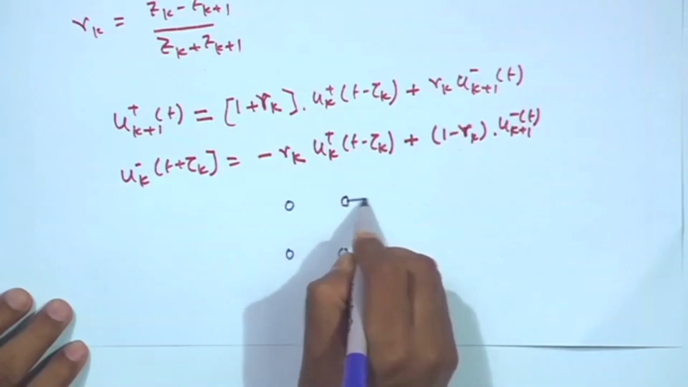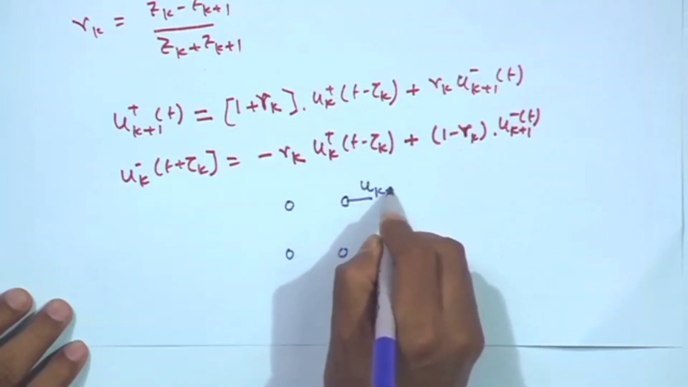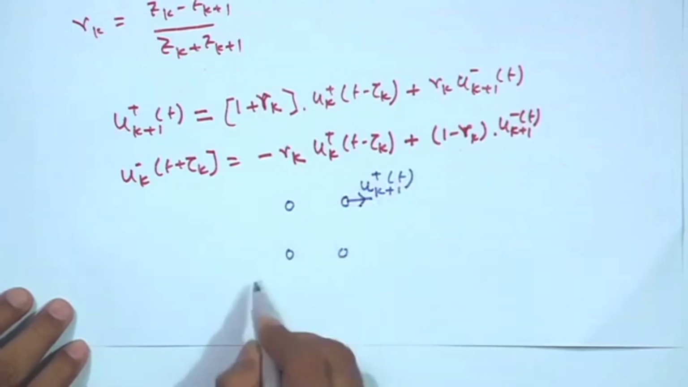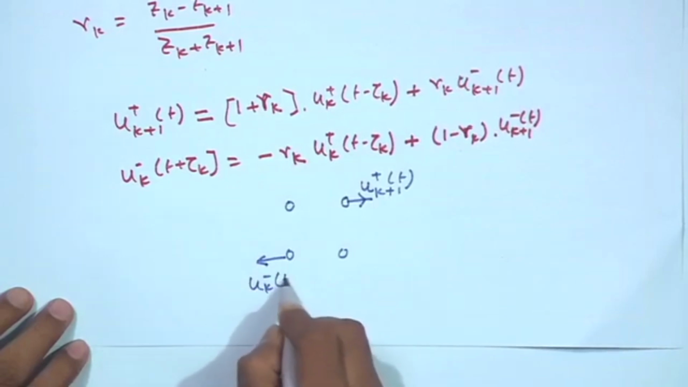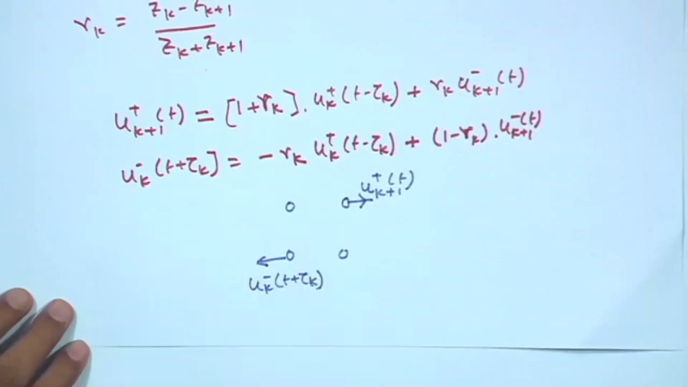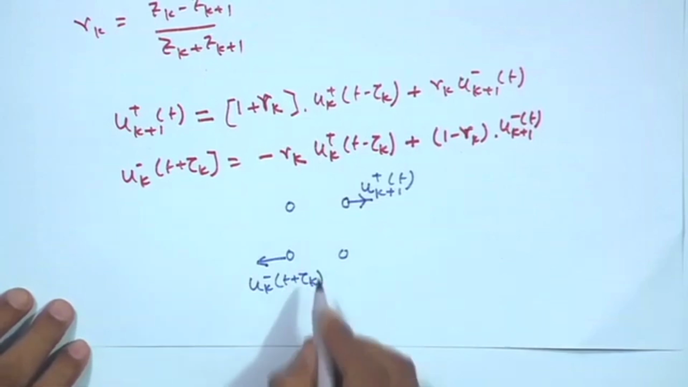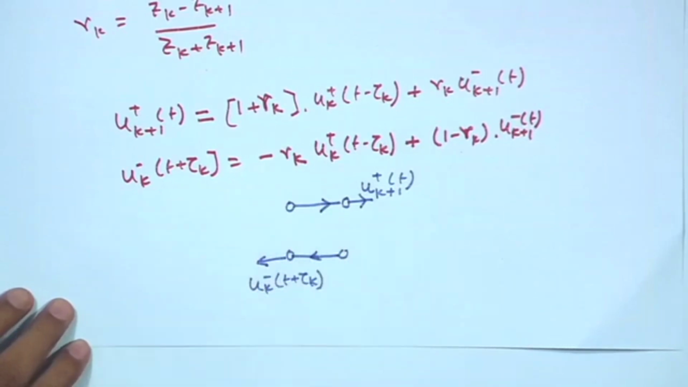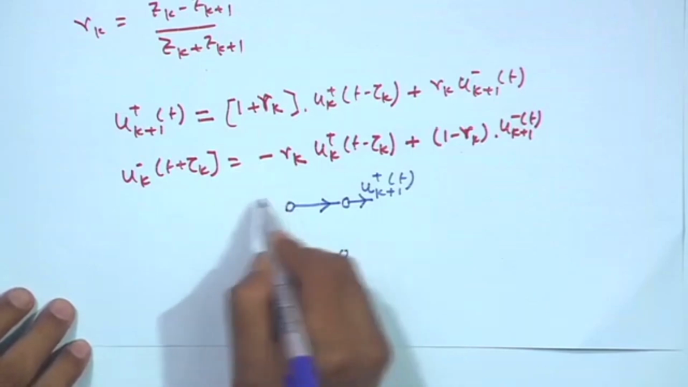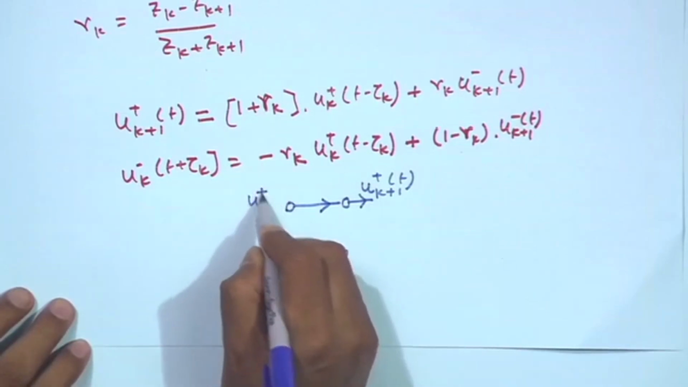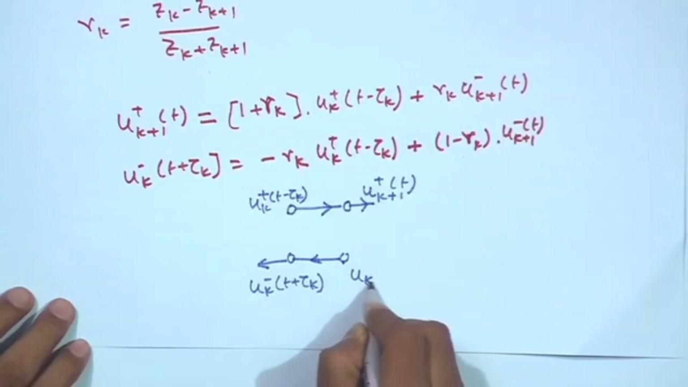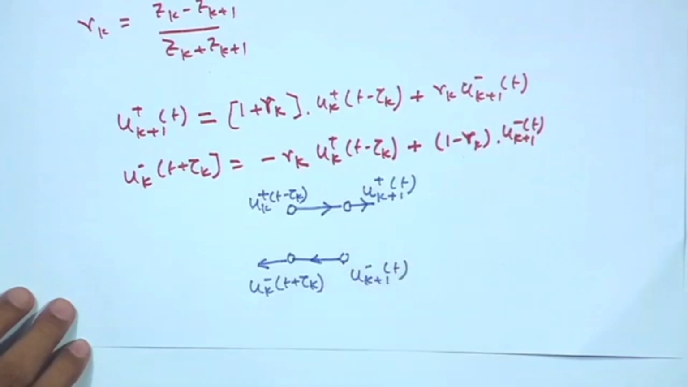This is nothing but u k plus 1 plus t, and this is going this direction, and the backward wave is going this direction at the junction. So, it is nothing but u k minus t plus tau k. Okay. So, signal flow, I can say this direction is the forward direction and this is the backward direction. So, this is nothing but u k plus t minus tau k, and this is nothing but u k plus 1 minus t.